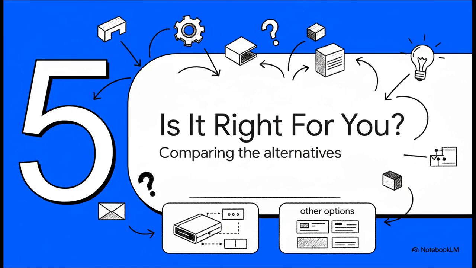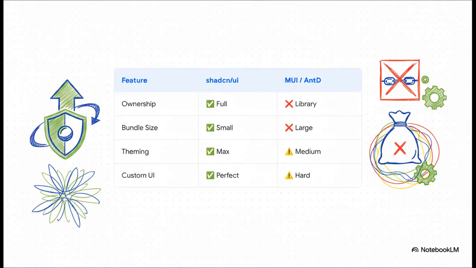But is it the right choice for your next project? That's the real question. So let's stack it up against some of the other options you might be thinking about. When you put shadcn/UI side by side with the big traditional libraries like Material UI or Ant Design, the differences are just, well, they're stark. With shadcn/UI, you get full component ownership. Your bundle size stays tiny, and your flexibility for theming is basically unlimited. Honestly, for any project that has a strong custom brand identity, it's not even a fair fight.